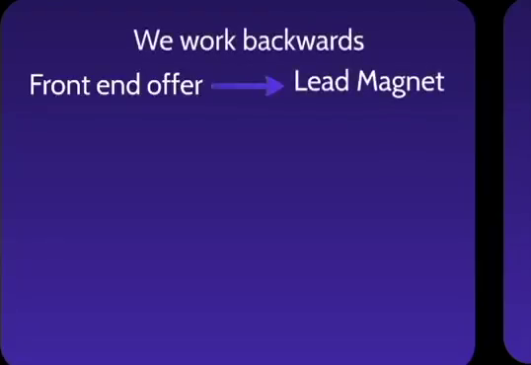So essentially we're working backwards here, and the reason is that if you extract something from the front end offer, create the lead magnet and work backwards, you will create something high converting and more congruent. And more on that later on.